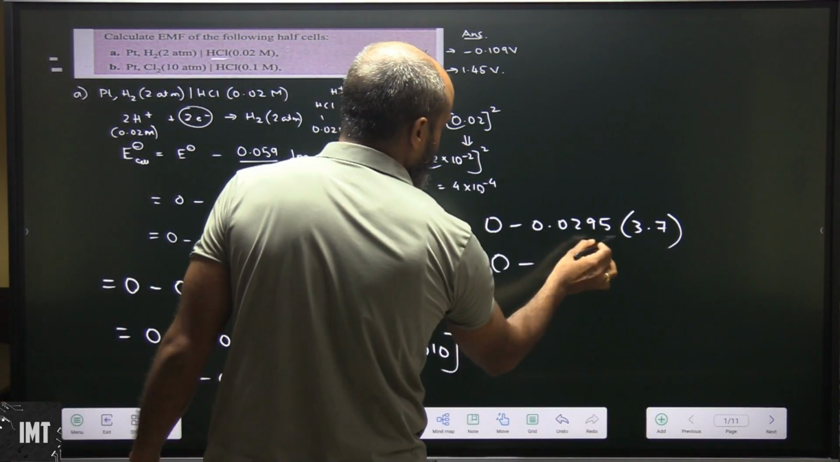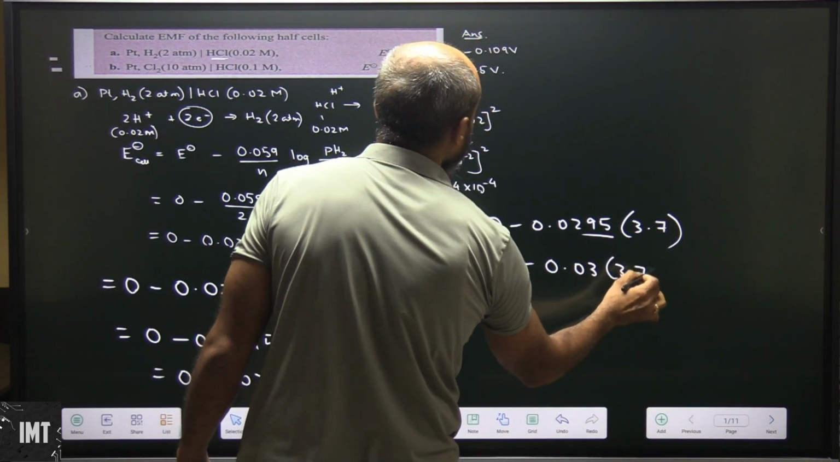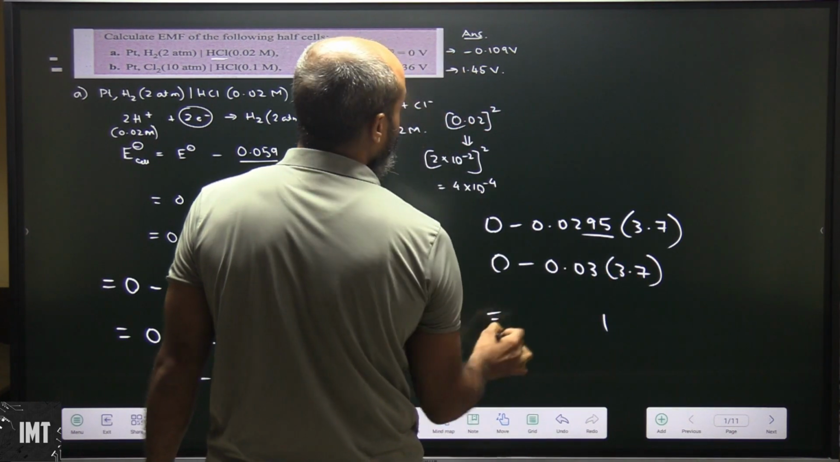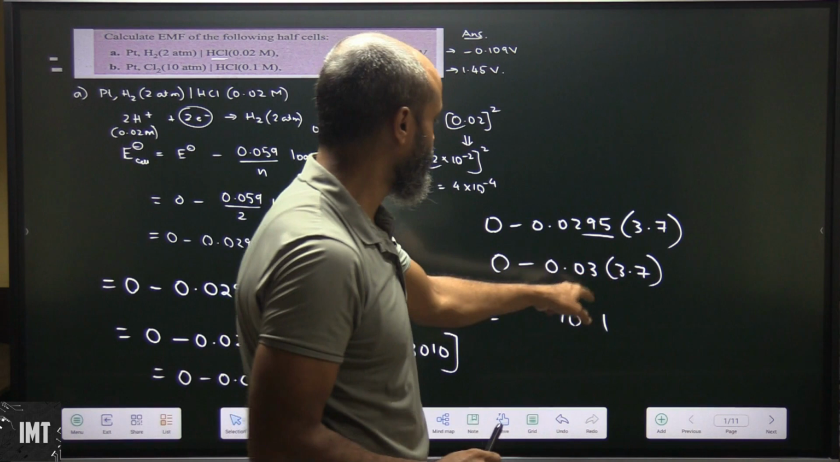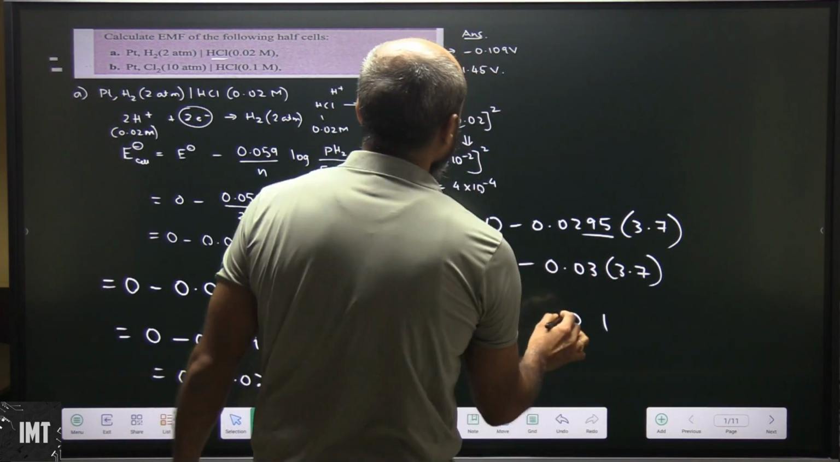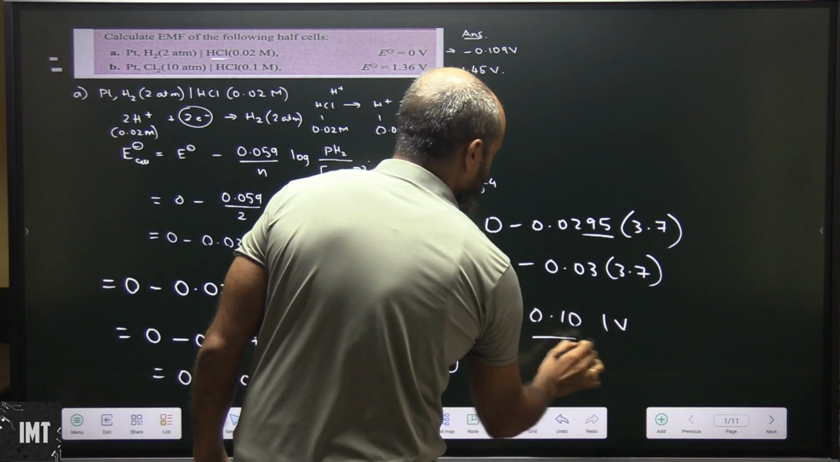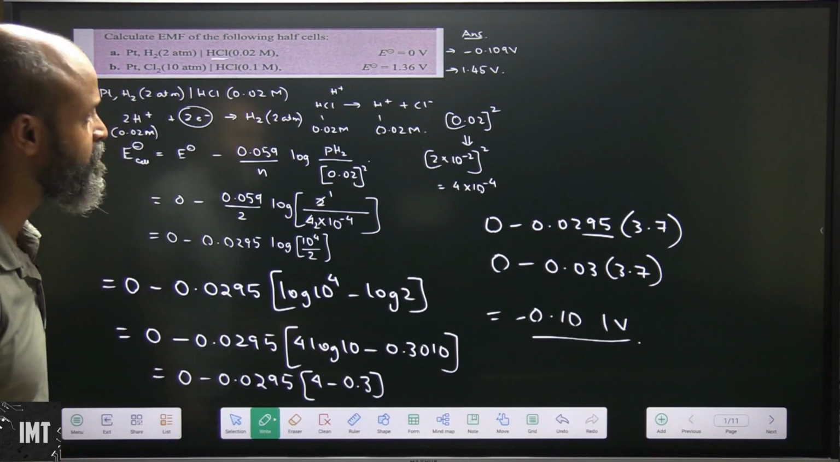If we take this to be 0.03 into 3.7, so that's 7 3s are 21, 3 3s are 9, plus 1 10. So that's going to be 1.23, approximately this volt, sorry, this is the answer. Okay, this would be the answer.